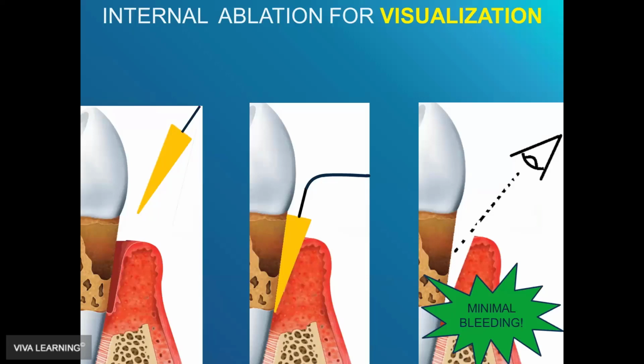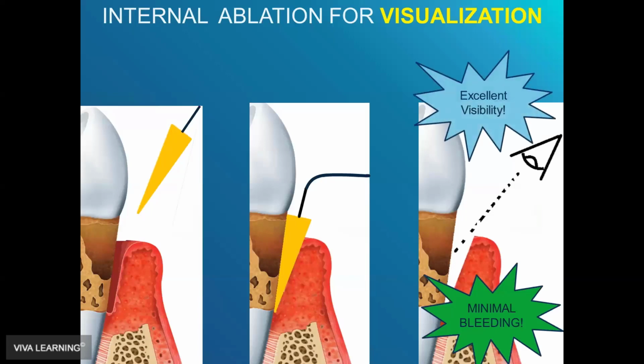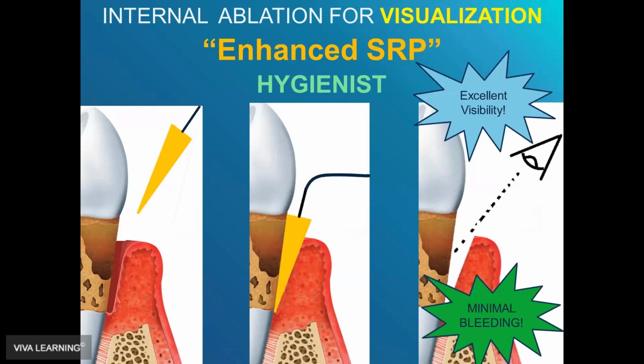So we used the BenTips, opened the area up. There was no bleeding. I could see the entire root surface down to 9 millimeters. It was amazing. So you get excellent visibility. And then this calculus comes off so quickly when you can see it. I like to call this enhanced scaling and root planing. And I see no reason why the hygienist can't do it, because it's very similar to curettage.